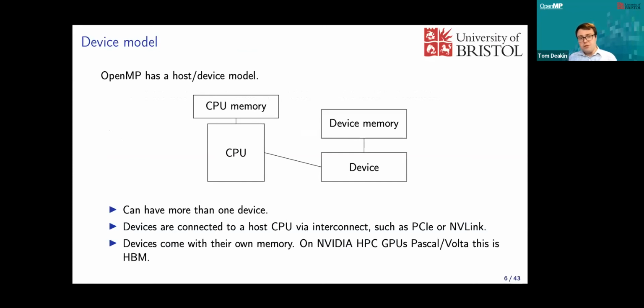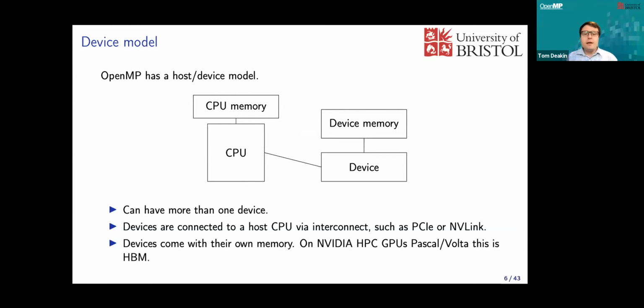So that's GPUs in general, and we'll now move on a little bit and talk about OpenMP and how GPUs and things like that are seen as far as the OpenMP model. Like many other heterogeneous programming models, things like OpenCL and SYCL, OpenMP has this model of a host and a device. So we have a host CPU, which has its CPU memory, and connected to that CPU is one or more devices. And that device has its own memory that's attached to it.